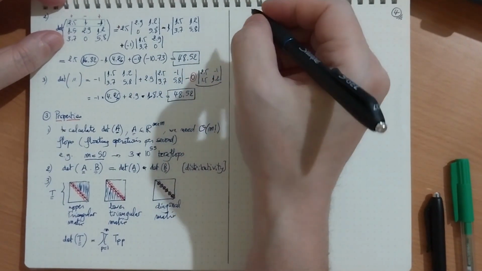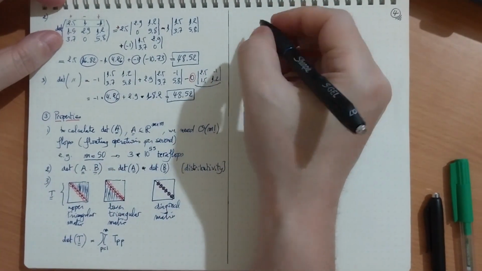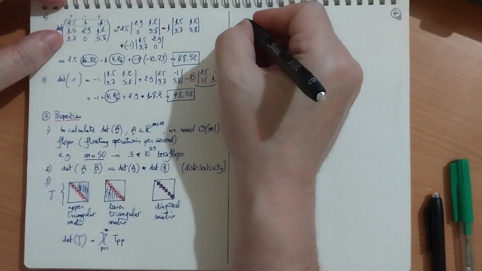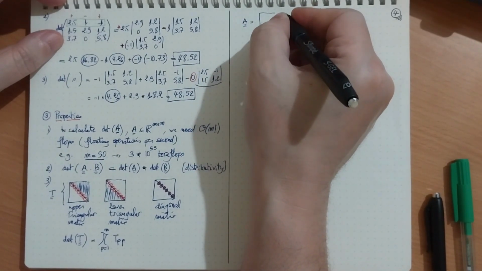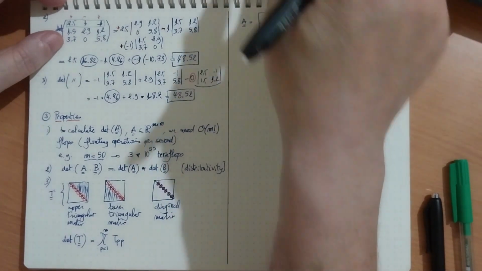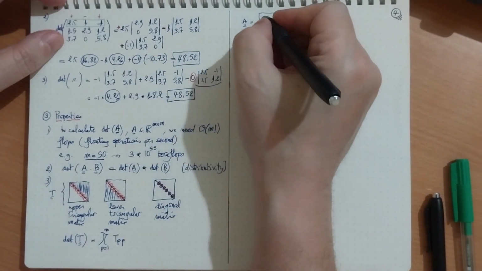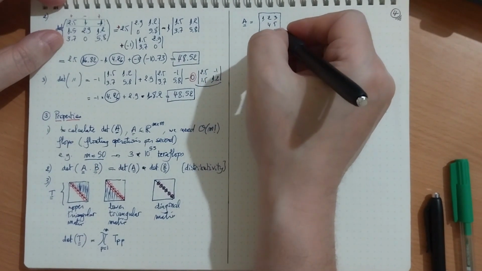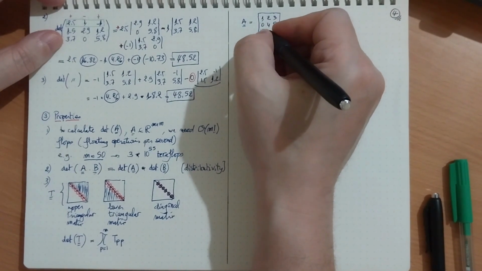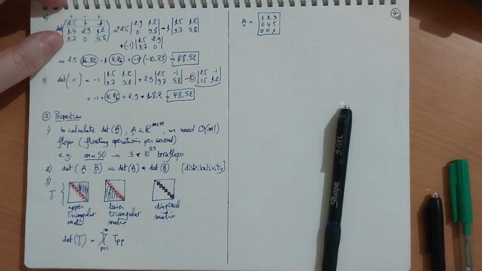The fourth property, let's see an example. For example, the matrix A equals 1, 2, 3, for example, 4, 5, 6. And here we have 0. Here we have 0.